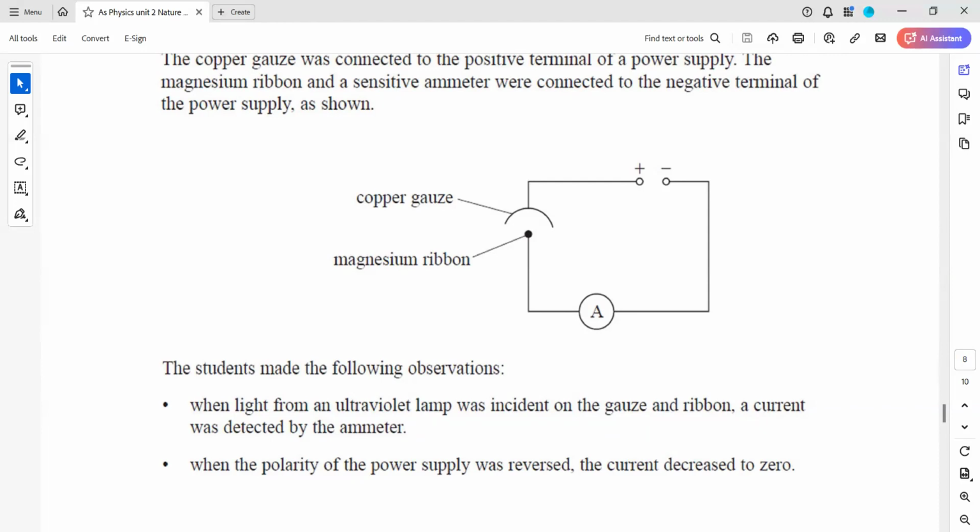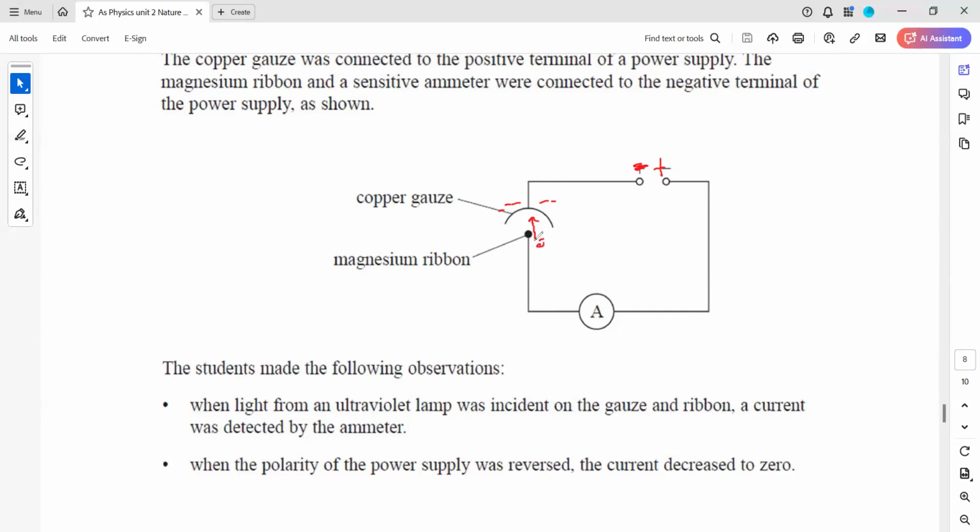Why they provide, it can be in the beginning, when they set up, the magnesium is negative and the copper is positive. When ultraviolet light falls on both copper and magnesium, electrons are emitted. But how do we know which metal is emitting electrons? Because there is a current. But when we change the terminals, making this negative and this positive, there is no current. So it means the electrons are being stopped.